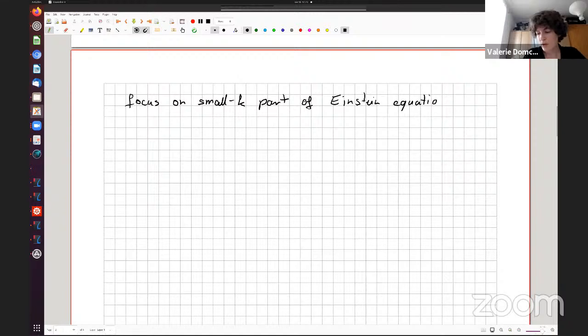The large k part is also interesting. The large k part would tell you how gravitational waves propagate in curved spacetime. But that's not the question I'm interested in now.